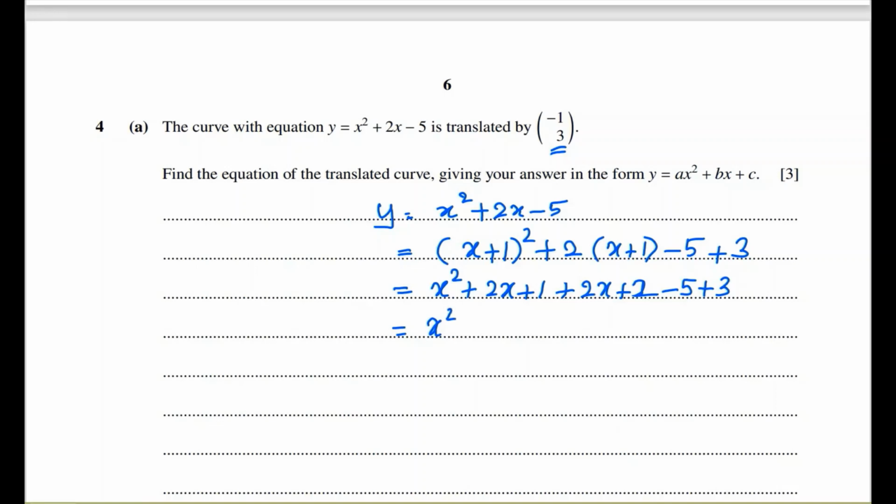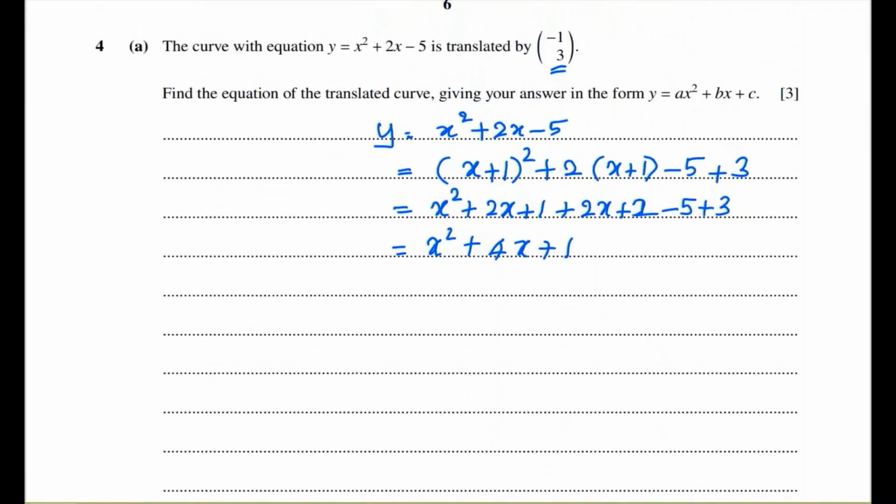X square plus 4x plus, 1 plus 2 is 3. 3 minus 5 is -2. So y is equal to x square plus 4x plus 1.